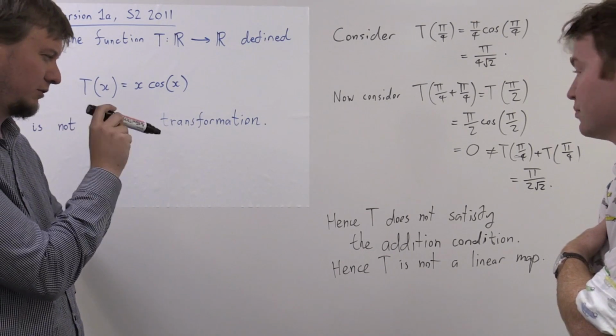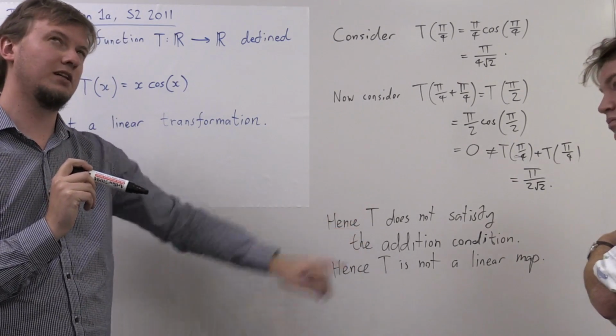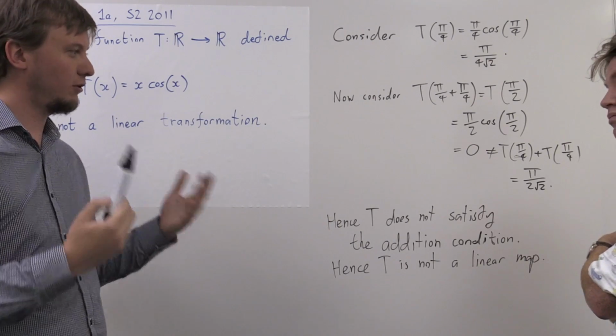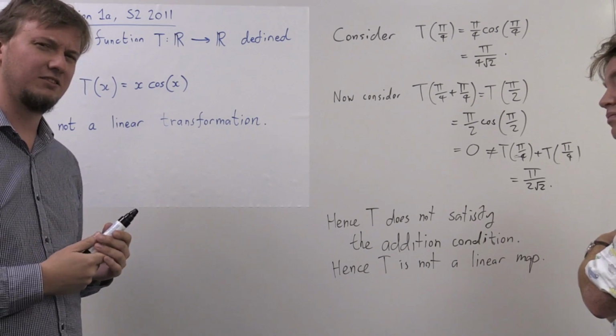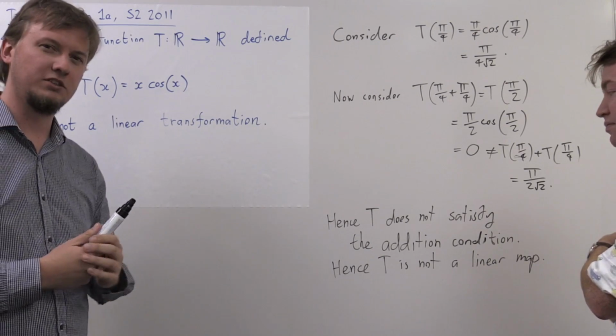I think the technical terms are the addition condition and the scalar multiplication condition. It's very common, and actually Daniel just did this, to say "closed under addition." That doesn't really make sense in this context. We're not talking about the subspace. It's supposed to be the addition condition.